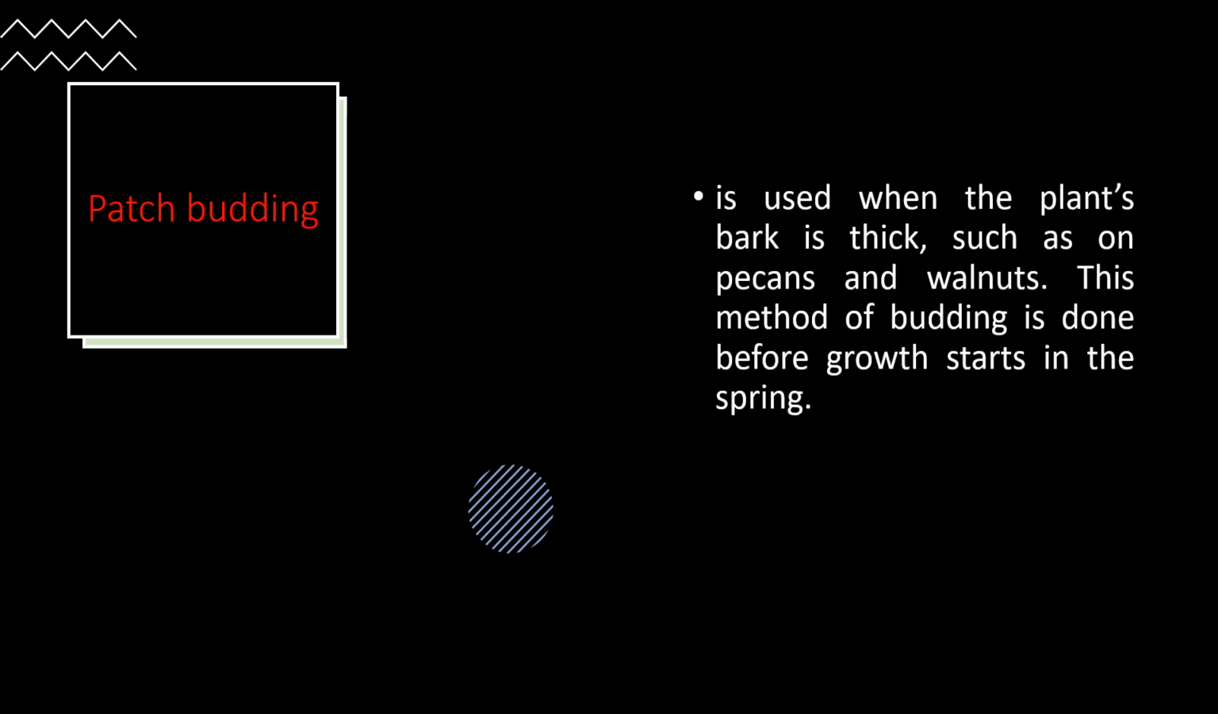So patch budding is used when the plant's bark is thick, such as on pecans and walnuts. This method of budding is done before growth starts in the spring.